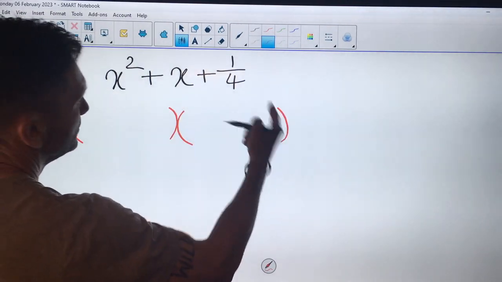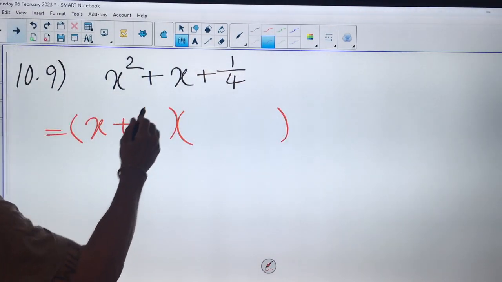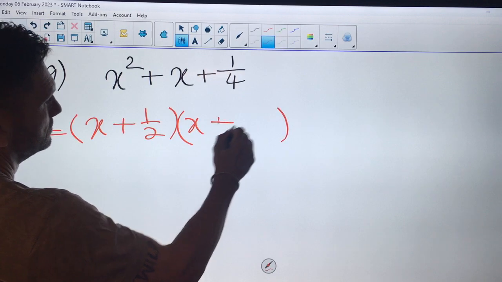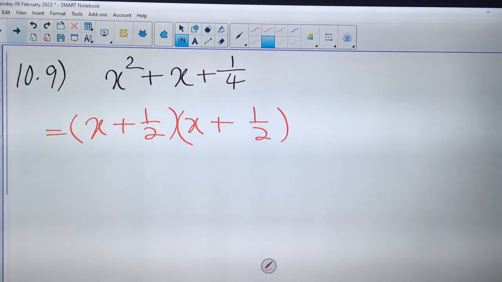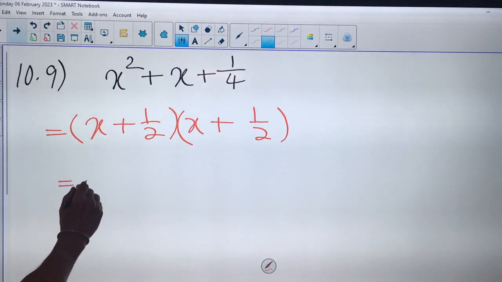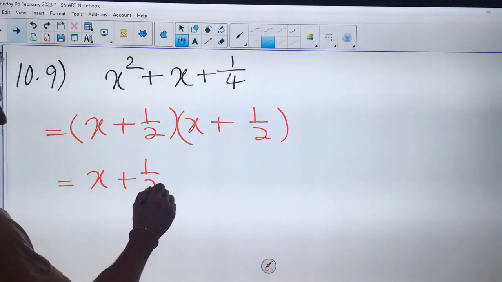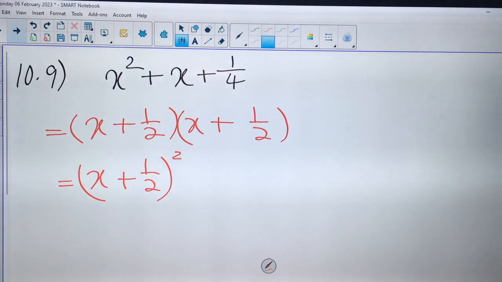10.9. Tricky one because of the fraction. So a half times a half is a quarter, and a half plus a half is 1. So that's all I have. And this is then the same bracket again. So x plus a half squared.